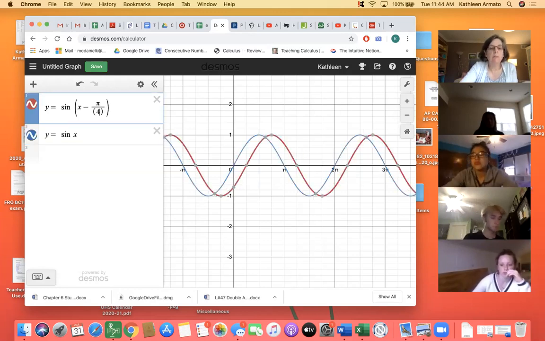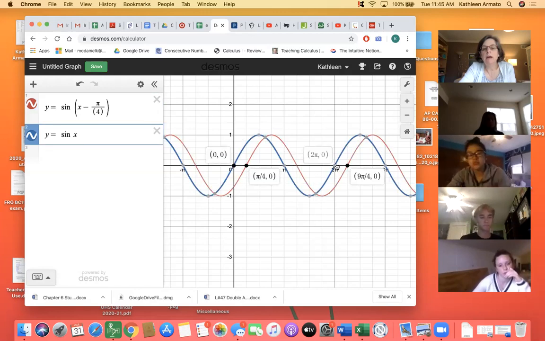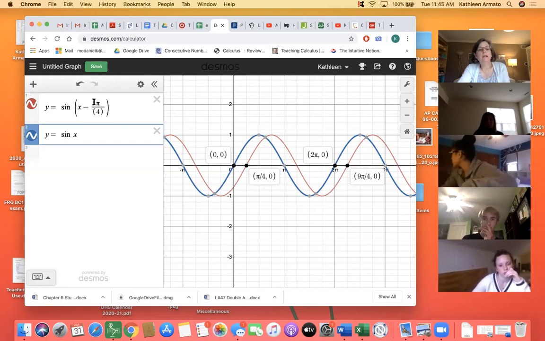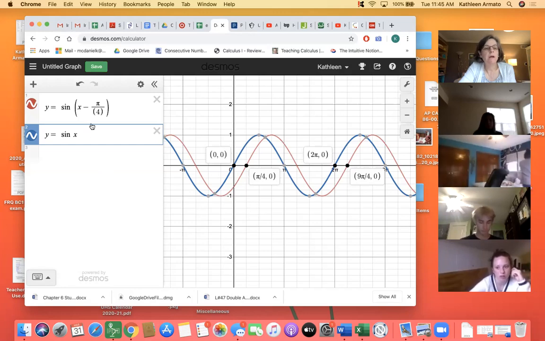If I change this to pi over 4, again, I can click on these spots to see what those values are. Again, the blue is just sine. The red is sine of x minus pi over 4. How did that change the graph? Tessa? It shifted it over to the right, like pi over 4. To the right, pi over 4.